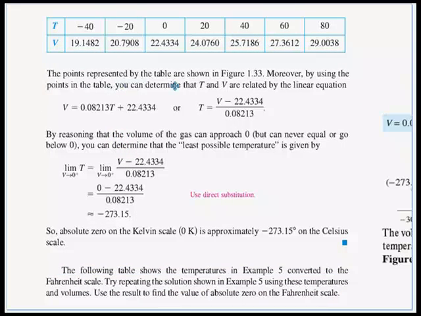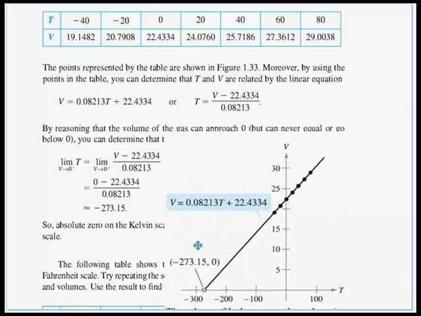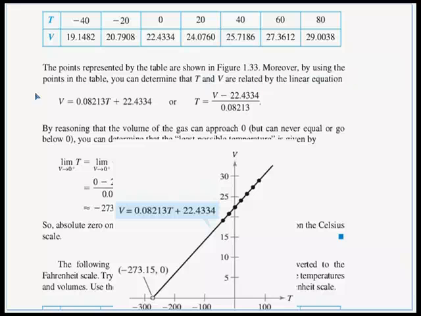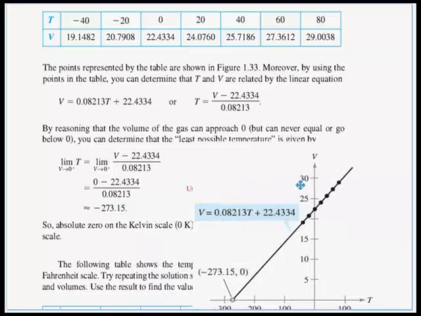So the points represented by the table, we can graph them. And here it is, figure 133. Moreover, by using the points in the table, you can determine that T and V are related by a linear equation. As they plotted those points, it's a very nice straight line. It follows a very linear relationship. So they came up with this formula: volume equals that decimal times temperature plus this constant. Or if you solve for T, T is equal to V minus that number, all divided by that number.